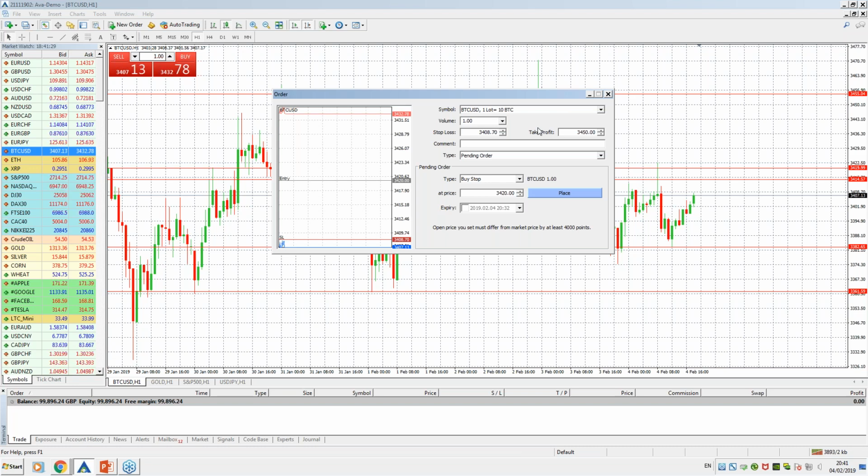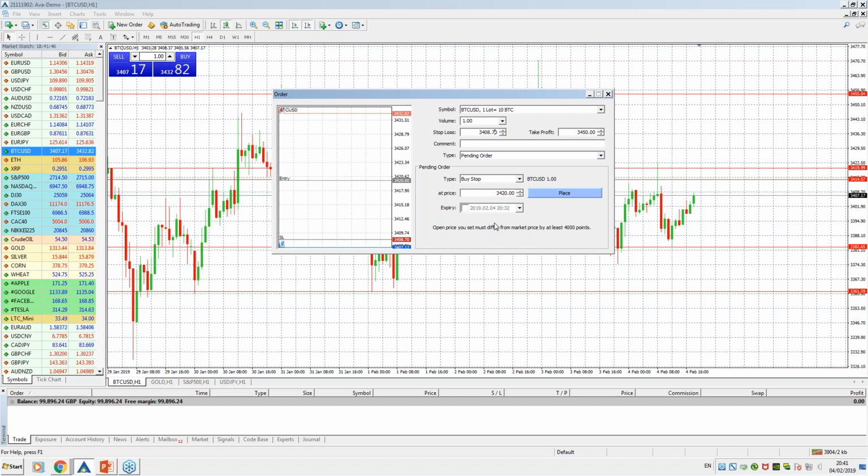If one lot is 10 Bitcoin and one Bitcoin is at the price of 3,400, that's 3,400 times 10 for one lot. So it would be 34,000, right? The position size would be 34,000 if we did one lot at the price of 3,400.